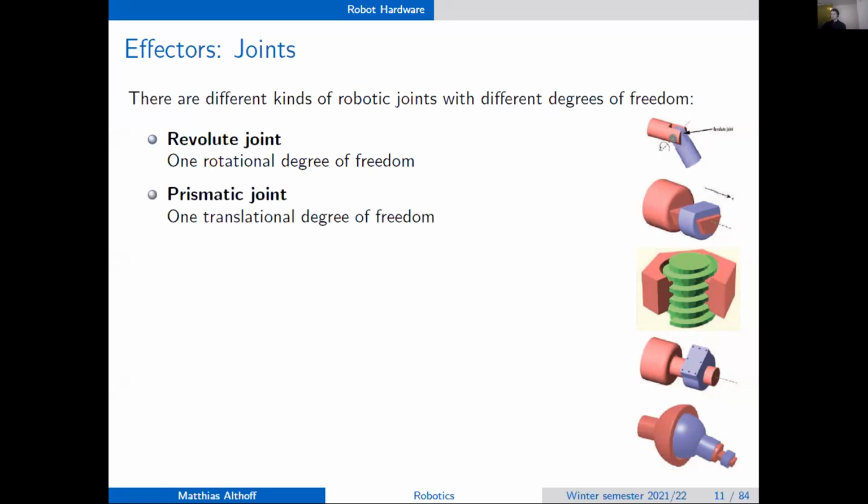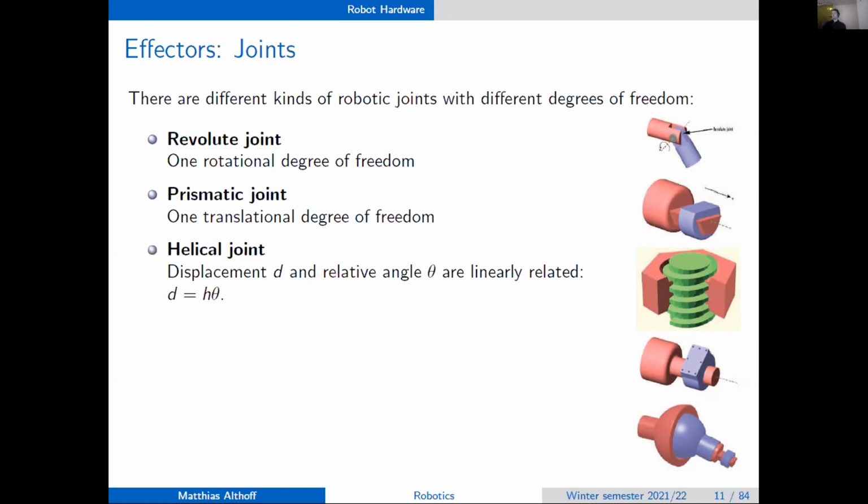The next would be a prismatic joint, shown here below, meaning it's a joint which can only move translationally, so in one direction. And the third one would be this helical joint. How many degrees of freedom does it have? It's like a screw. How many degrees of freedom does a screw have? Right, only 1, although it rotates and translates, but they are coupled. So this is why a helical joint, I have to check what the correct spelling is actually, has just 1 degree of freedom, because there's a linear relationship between the orientation and the displacement.